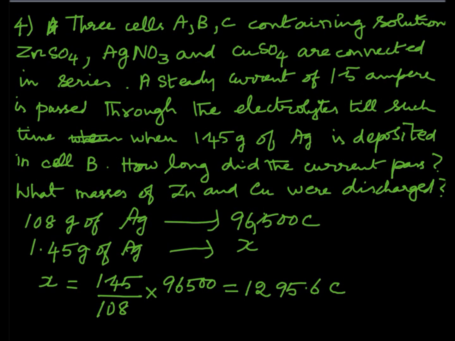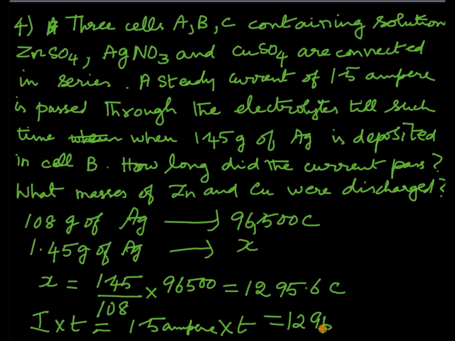Once you know the charge, it is very simple to calculate. Q is equal to I into T, here I is 1.5 ampere, into T to be found out, is equal to 1295.6 coulombs. Calculate the value of time. For the rest of the problem, I will be giving you only the answers, not the solution by steps.